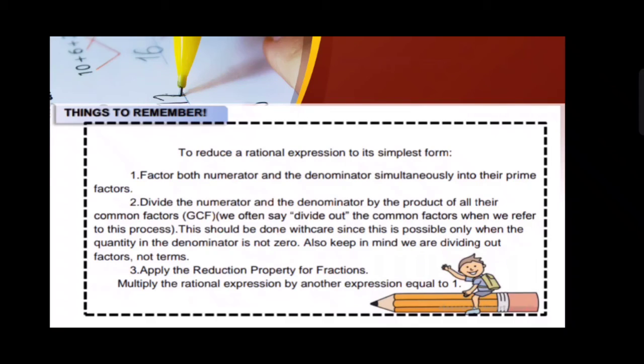This should be done with care, since this is possible only when the quantity in the denominator is not zero. Also keep in mind that we are dividing out factors and not terms, because sometimes we mistakenly divide out terms and not factors. The last one is to apply the reduction property for fractions to ensure that the expression is in its simplest form.